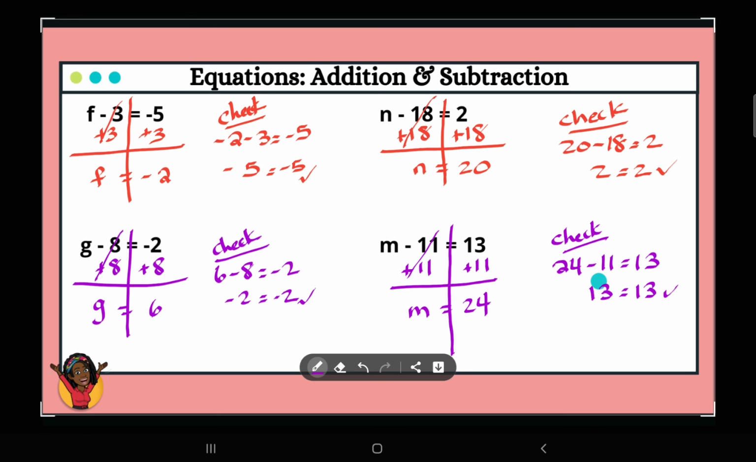Again, try these problems on your own, then go back and check your answers against the work that I completed.